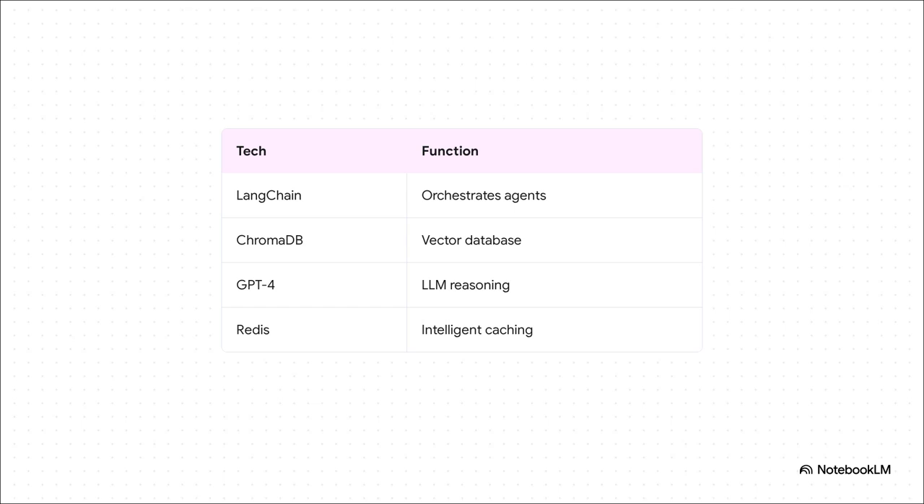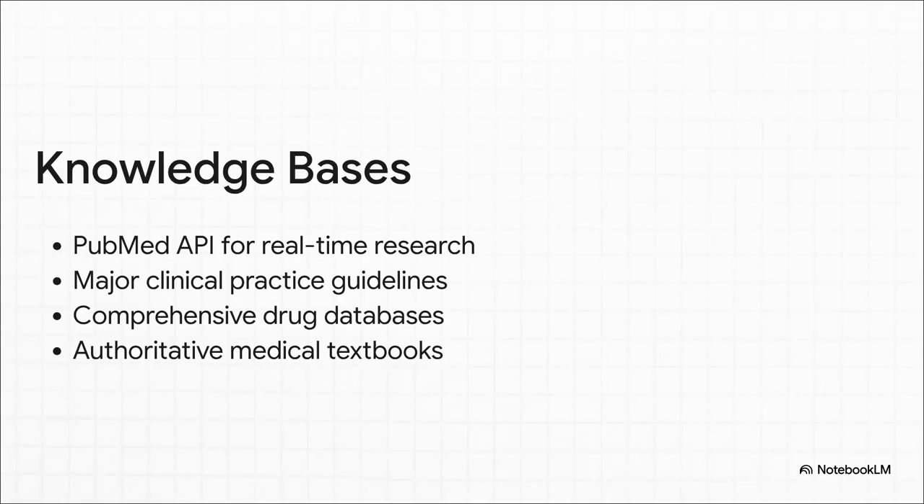These are vector databases storing millions of medical concepts in a way the AI can instantly search by meaning, not just exact keywords. OpenAI's GPT-4 serves as the brain for text generation and reasoning. And lastly, Redis provides intelligent caching, remembering past queries so it can optimize performance and really speed up those response times.